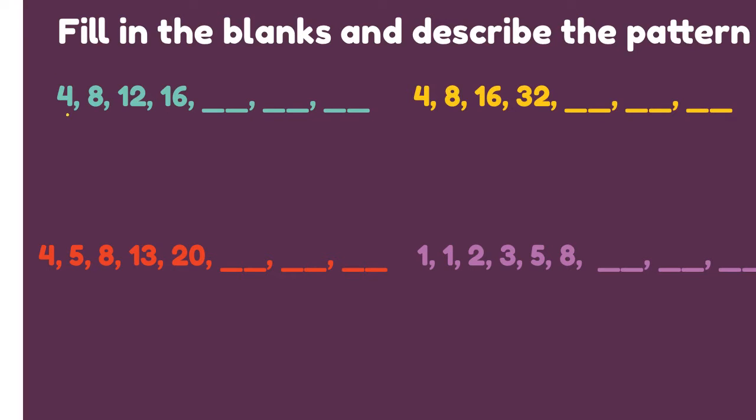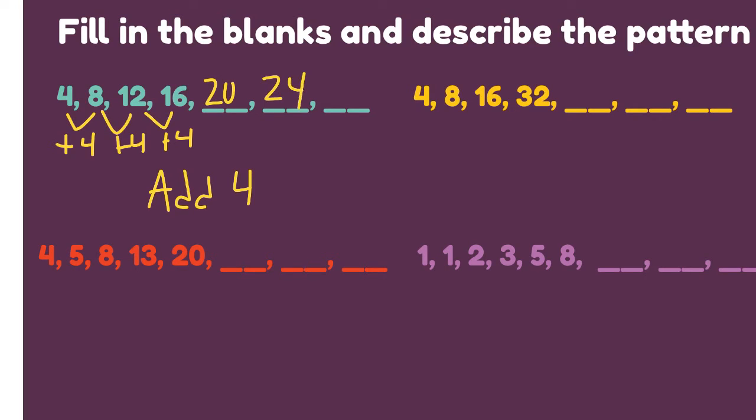So it looks like to get from 4 to 8, we're going to add 4. To get from 8 to 12, we're going to add 4 again. And then from 12 to 16, we're going to add 4. So if we continue that pattern of adding 4, we would get 20, 24, and 28 in the blanks.